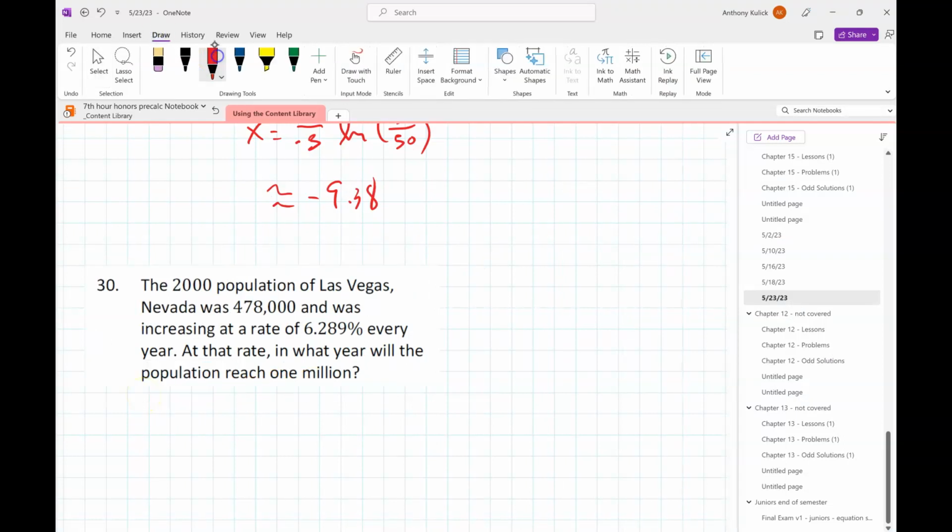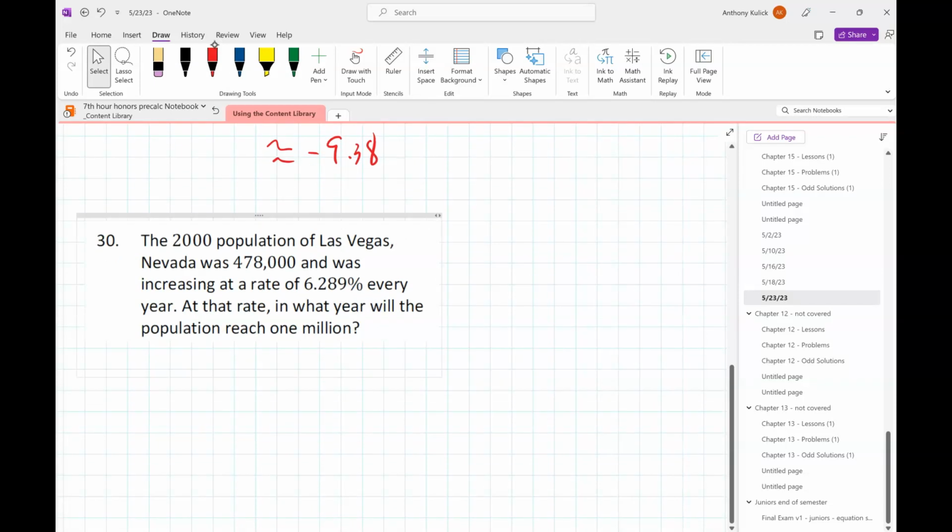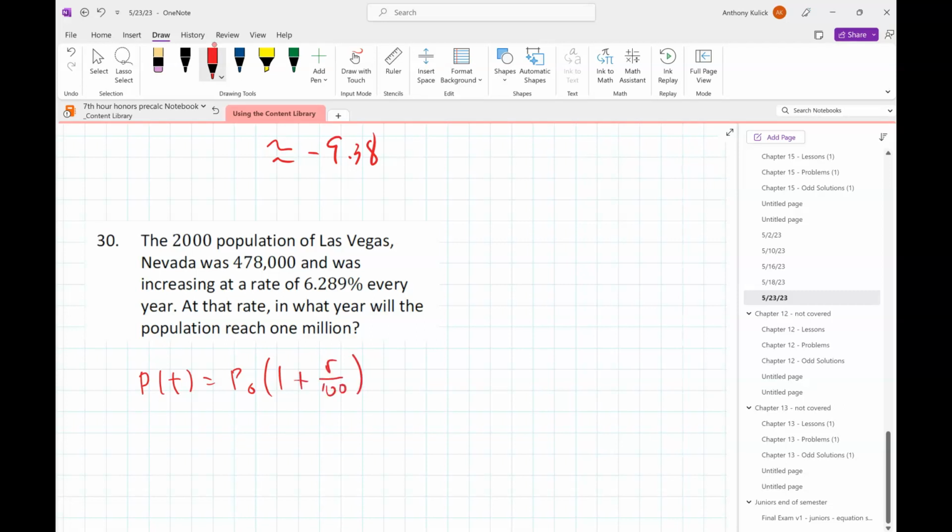All right. So it says the population of Las Vegas, Nevada was 478,000 and was increasing at a rate of 6.289% every year. At that rate, what year will the population reach 1 million? So again, general population model. So we're interested in when the population is 1 million. Equals 478,000 is the initial. 6.29, and then to the n because it's asking about what year.